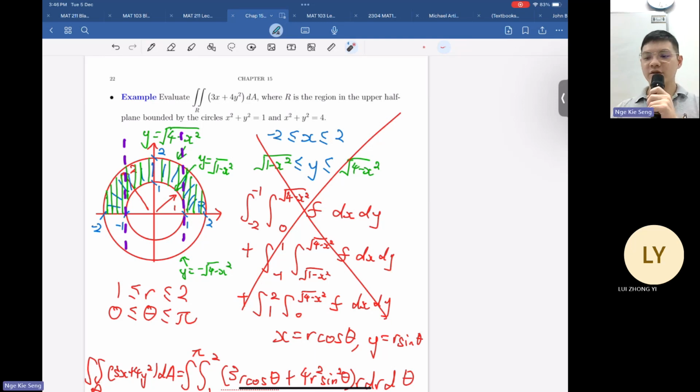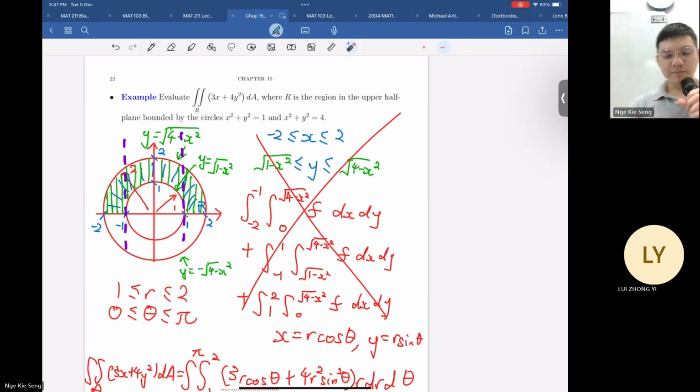Two. Actually, you also need three of them. Yeah. So these are the three regions I got here. From 1 to 2, I have one region. And then 0 to 1, I have one region. But two regions on 0 to 1.